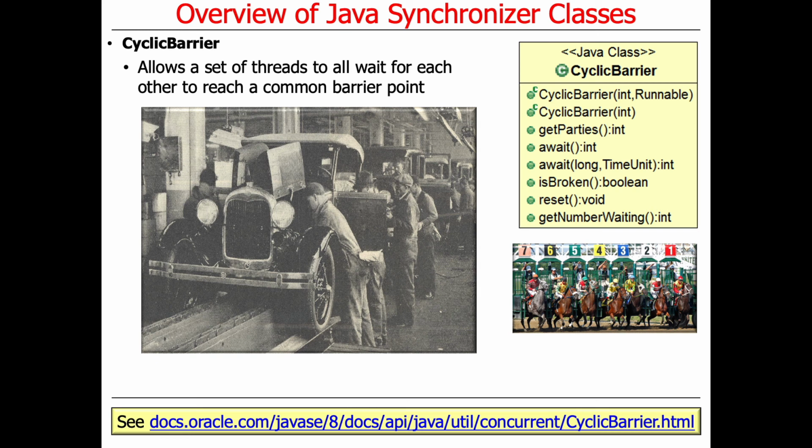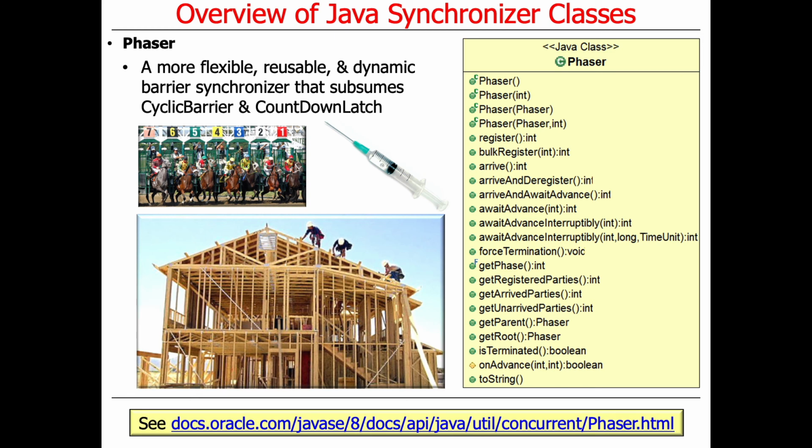So there's cyclic barrier. And then the last barrier synchronizer we're going to talk about is called a phaser. I always think of Star Trek phasers, but it's not really like that at all. Phaser is a more flexible, reusable, and dynamic barrier synchronizer that subsumes cyclic barrier and countdown latch, in the sense that you can do everything you can do with cyclic barrier and countdown latch with a phaser and then some. Now, you might ask, why do they have the other stuff? Well, phaser came later, for one thing, but phaser is also a bit more complicated to use, as we'll see.